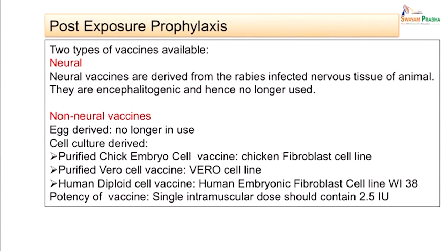The three vaccines commonly available are: purified chick embryo cell vaccine, which is prepared using chicken fibroblast cell line; purified Vero cell vaccine, which is prepared using Vero cell line; and human diploid cell vaccine, which is prepared using human embryonic fibroblast cell line, that is WI-38. Now, regarding the potency of the vaccine, each dose should contain 2.5 international units, and the dose is the same for all three types of vaccines.